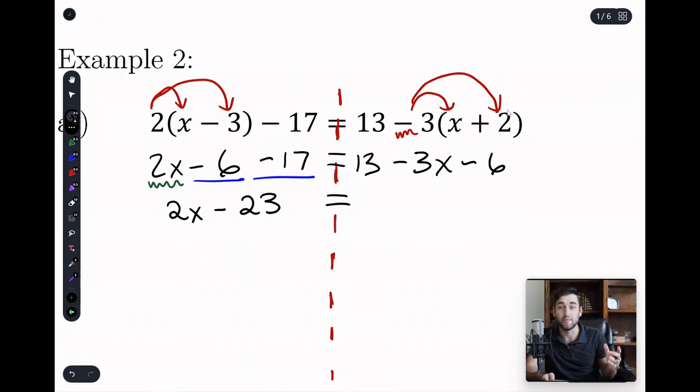I'm going to mess up math like that all the time. And if you're in class and I mess up that math, you just yell at me and be like, that's 24. I'm like, oh, yeah, you're right, it is. So negative 6 minus 17, 23.